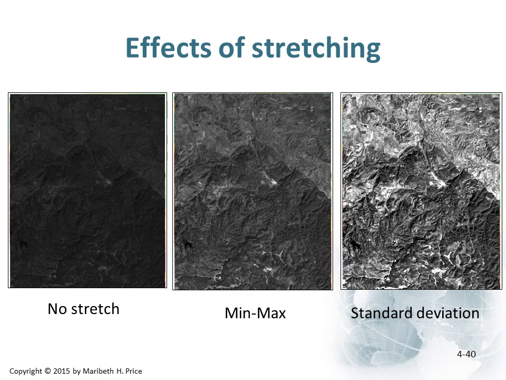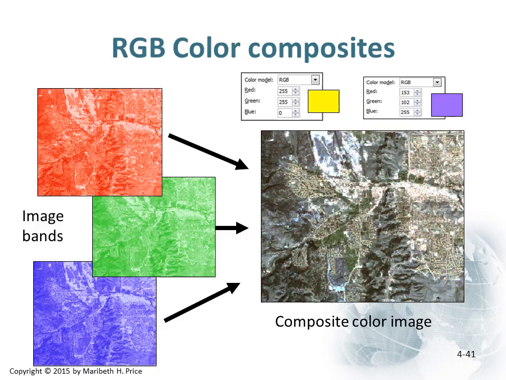So what are the effects? No stretch, a minimum maximum stretch, or a standard deviation stretch: you can see how each of these allows different degrees and different levels of detail to become apparent. Red, green, blue composites, like I mentioned earlier. You take multi-band images, each with a digital number, a DN number, which is basically how bright or dark the color is in each of those spectrums, and you'll get those 3 images like the 3 on the left. When you combine them, you get the one on the right.